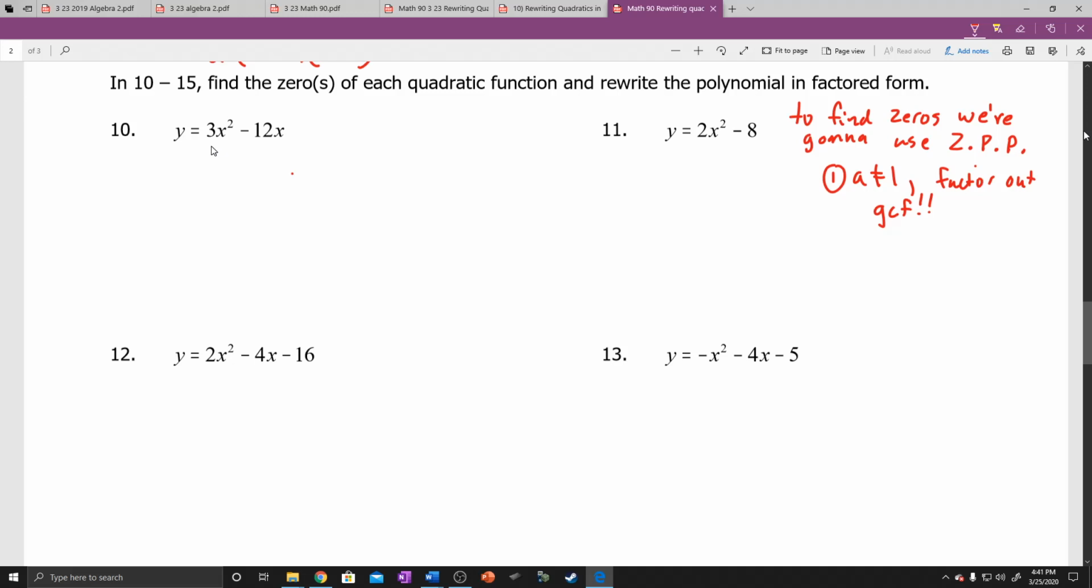So the a value is not 1. I try to factor it out. I can factor out a 3 from each coefficient, and I can also factor out a variable, 1x. So I'd be left with x minus negative 12x divided by 3, which would be negative 4x. That's equal to y. Now to find the zeros.